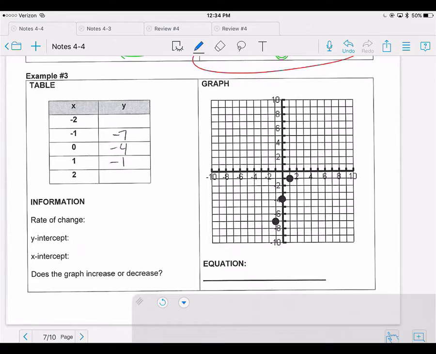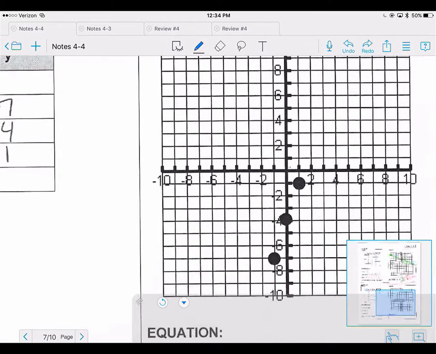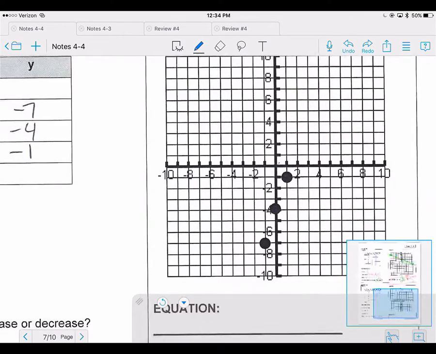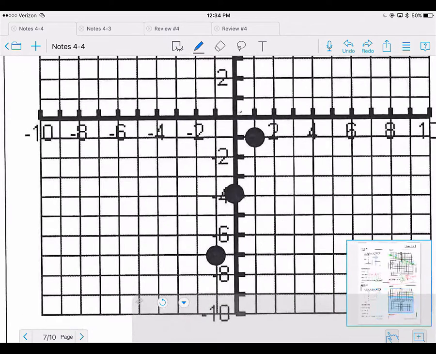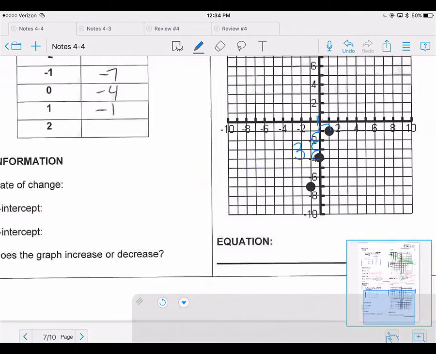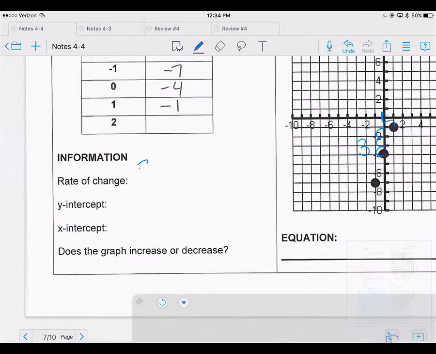This problem has given us 3 points, and I filled in those 3 points that we know from our table. So we have the points -1, -7, 0, -4, and 1, -1. To find my slope, I'm going to count. I go up 1, 2, 3, to the right 1. So my slope would be 3 over 1, which is the same as 3.